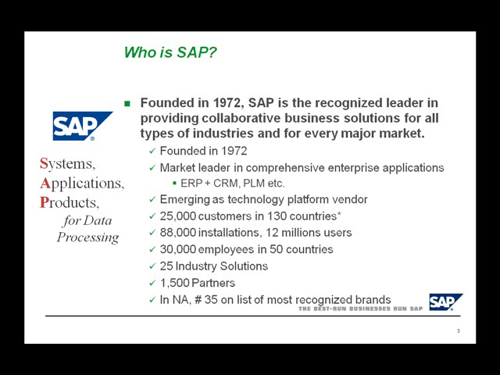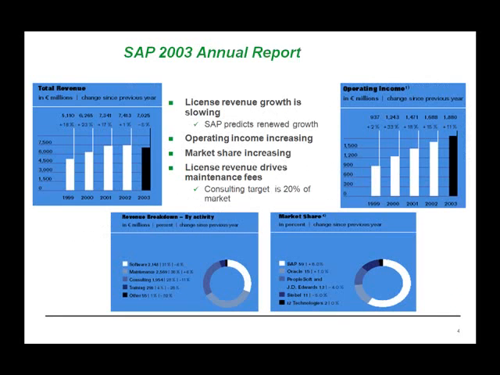They also have about 1500 partners. What we mean by partners? So this is a software company. It has other software companies as its partners to develop software. They have consulting companies that sell and implement SAP software, and they have a variety of different partners, and there are about 1500 partners for them.